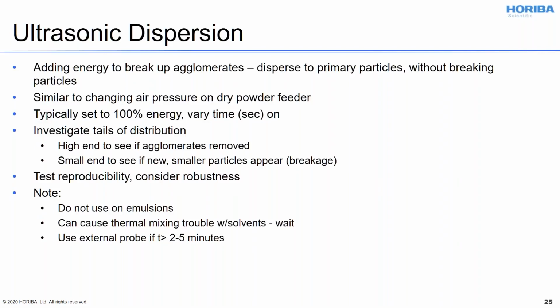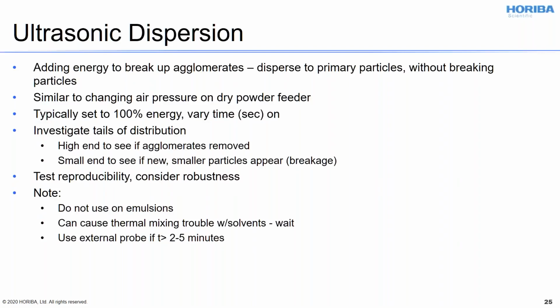For any of these approaches where you're going to start pumping energy into your system, you definitely want to test for reproducibility. And basically that's a question of robustness. Reproducibility is probably the most important thing in measurement. Couple notes, probably not coming up with ceramics so much: don't use this on emulsions. You can have trouble with solvents and thermal mixing if you have something with a low boiling point, like alcohols. And if you're doing ultrasound for more than 2 to 5 minutes, you really should consider getting an external probe.